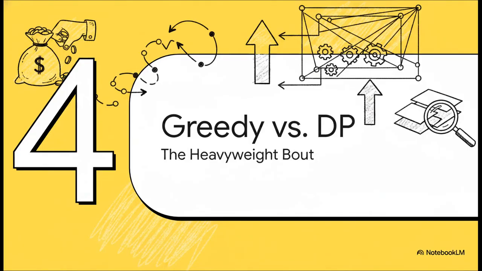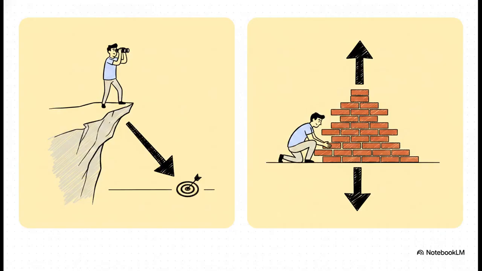Section 4. Greedy versus DP, the heavyweight bout. Because let's face it, greed isn't the only game in town. Let's pit it against its brilliant, notoriously rigorous rival, dynamic programming. The visual contrast here is stark. Greedy algorithms just charge ahead, top-down. The current choice is based strictly on local information, and the highest level choice is made before any subproblem has even been solved.